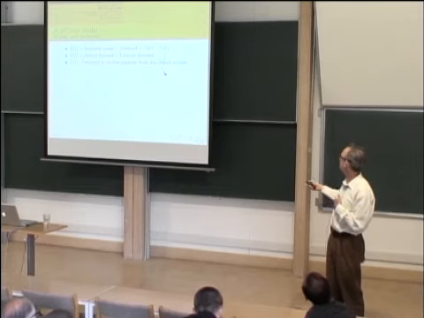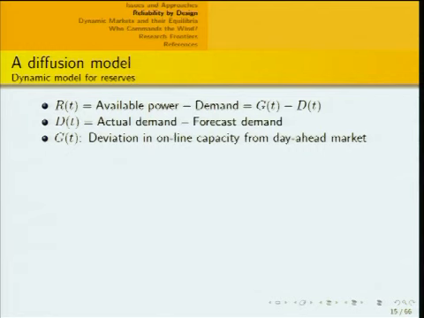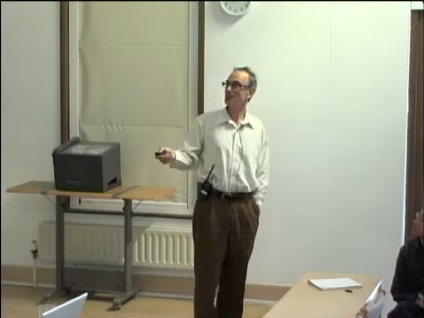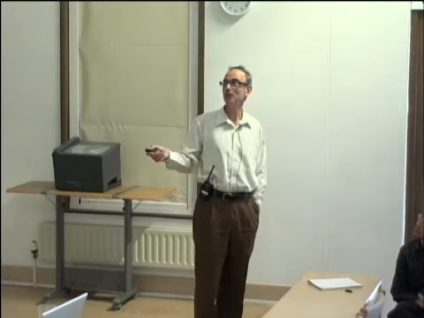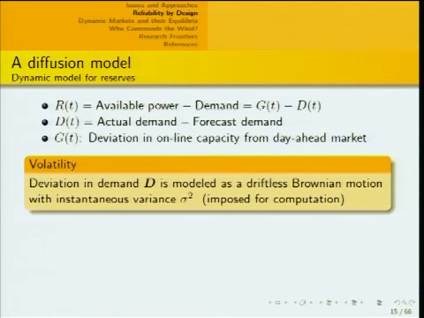Yeah, subtracting the deviations is the same as subtracting the full, everything cancels. Okay, so again, for the purposes of computation, I'll assume that this deviation demand is a driftless Brownian motion with instantaneous variance sigma squared. In smaller markets, that doesn't look too bad. It's a reasonable assumption, especially on a shorter time window.